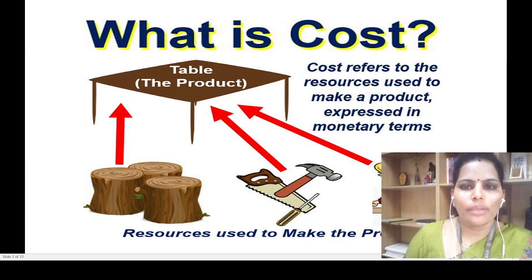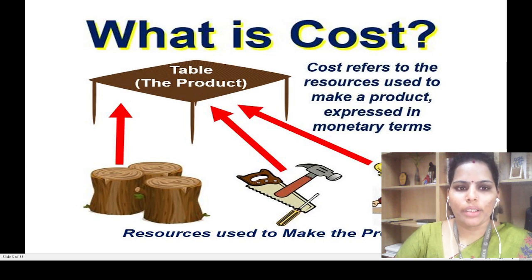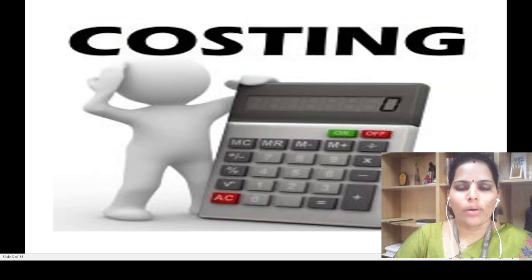Say, for example, what is required for producing a table? We require wood, we require tools, we require labor, correct? So the total cost you are spending for making this product is called cost. Next, the next concept is costing.